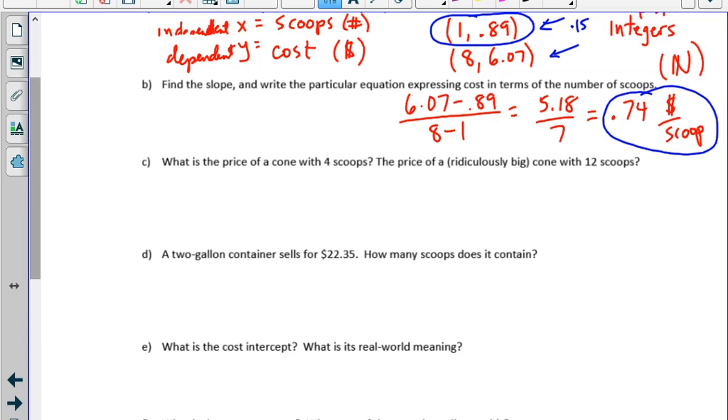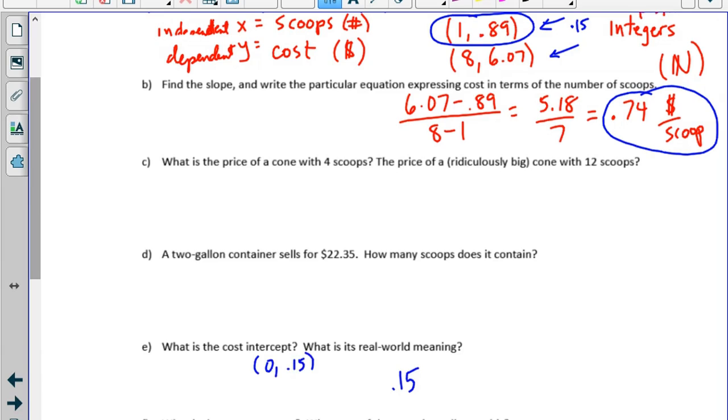which may take into account the cost of the cone or the cost of labor or something like that. And so that's something that we have to keep in mind. If I look at letter E, that's actually something that I can find. There is a 15 cent cost intercept, so to speak. So if I wrote that as an ordered pair, that would be (0, 0.15).